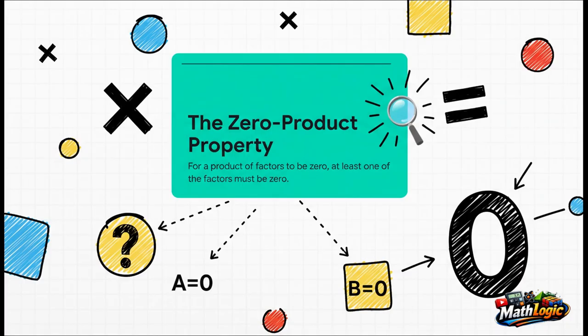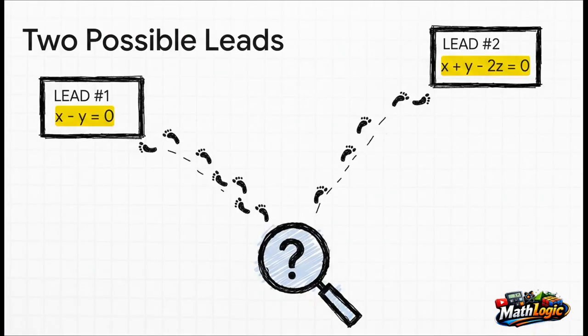So why is that such a huge clue? It's all because of something called the zero product property. It's a basic rule of the universe. If you multiply two things together and get 0, then one of those things has to be 0. There's no other way. And for our investigation, this is fantastic because it splits our case into two clear, separate paths. So now we've got two solid leads to follow.